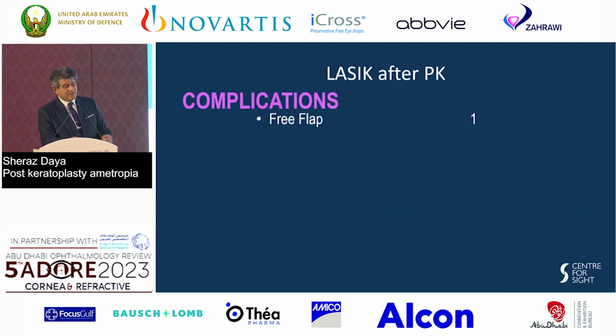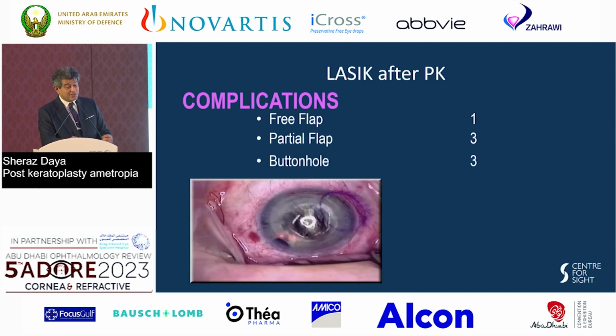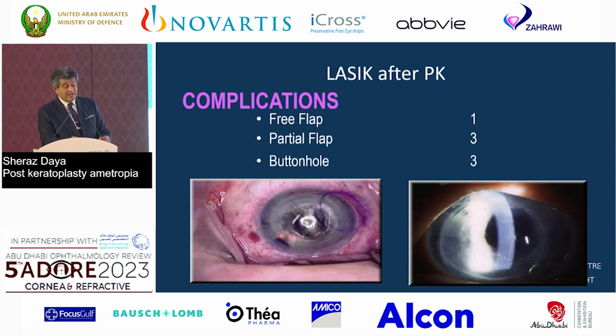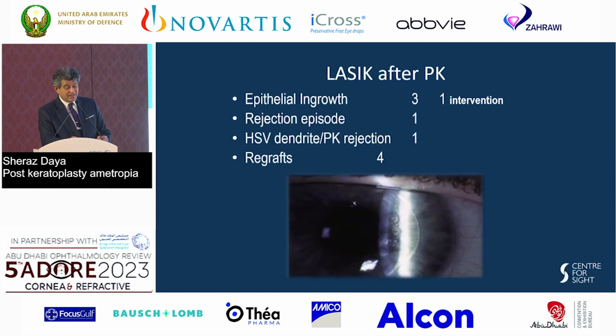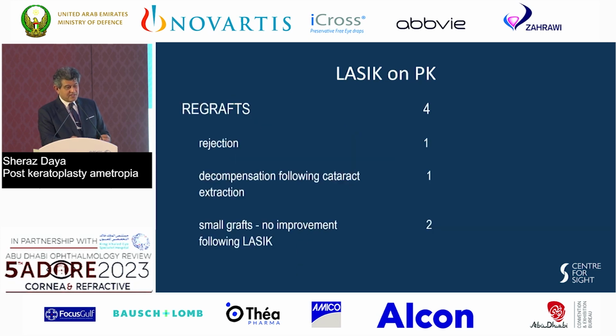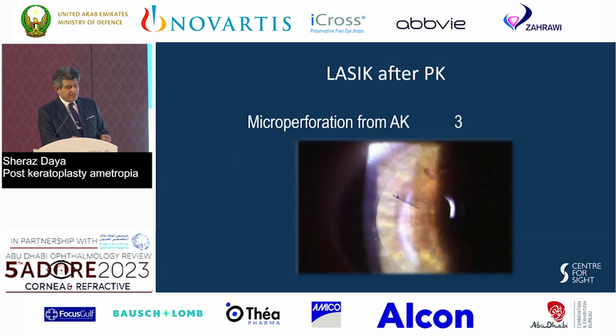These are the complications. We had one free flap, 3 partial flaps, 3 buttonholes. As you can see, the buttonhole there, and 1 perforation as well, which I showed you earlier on. You can get epithelial ingrowth and rejection episodes. Patients with herpes simplex can get recurrences. They need to be put on acyclovir. And 4 of our patients wound up with regrafts. So that's a pretty serious issue after doing refractive surgery on patients who have had transplants.